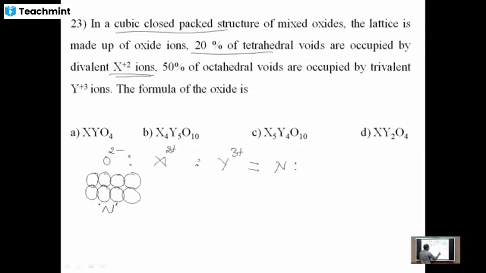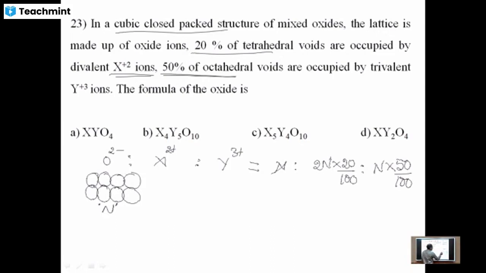We know there are 2n tetrahedral sites for n lattice sites. Of the 2n tetrahedral sites, only 20% is occupied, which is 20 divided by 100. Percentage means 20 divided by 100. These many tetrahedral sites are occupied by X. Then Y occupies 50% of octahedral sites. We know there are n octahedral sites, only 50% is occupied, which is 50 by 100 times n, occupied by trivalent Y+3 ions.